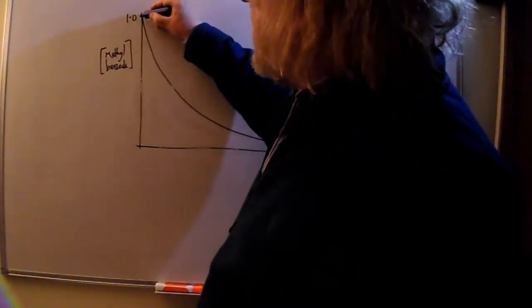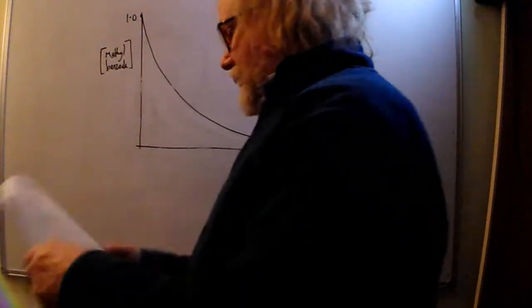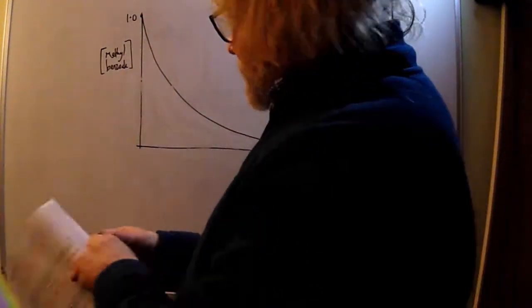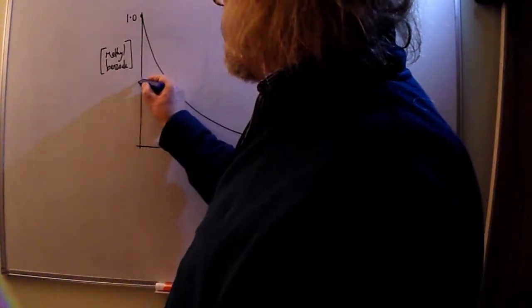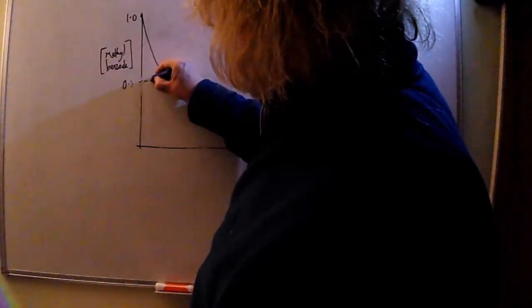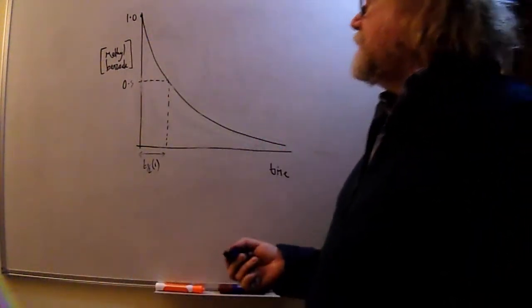So just to remind you how to do that, the starting concentration is 1.0 grams per dm cubed. So the first half-life is the time it takes to drop to half of that. So if this is 0.5 grams per dm cubed, we just draw a line across there till it hits the curve, drop a vertical down, and say, right, that is the first half-life, which we call T half number 1. And then we say, right, how long does it take to halve again? In other words, to drop to 0.25.